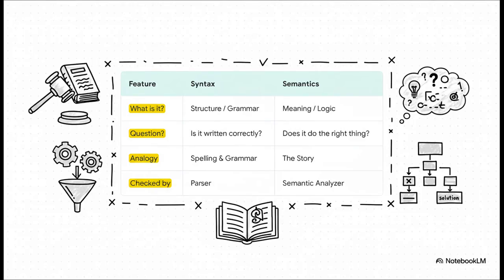So let's just put it all together side by side. Syntax, that's your structure, your grammar. The compiler's parser checks it, and the question it's asking is, is this written correctly? Then you have semantics. That's the meaning, the logic. The semantic analyzer checks that, and it asks, does this actually do the right thing? The best analogy is simple. Syntax is the spelling and grammar of your sentence. Semantics is the story that sentence tells.